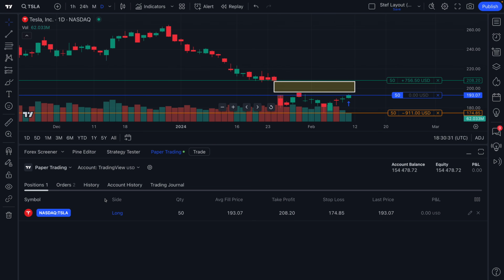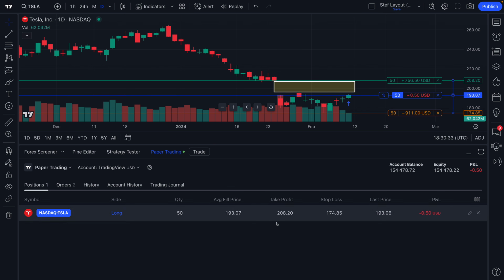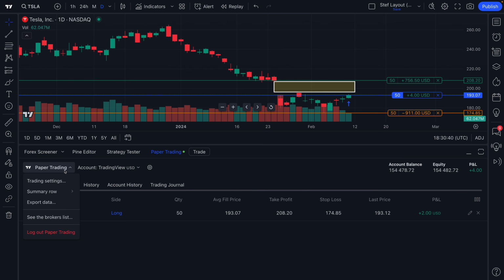Now that the trade is placed, let's move our mouse down here to the paper trading menu because we want to make sure you understand what's going on here. First of all, it says paper trading here. You can click the drop down and you can get some really important extra settings as needed. You can customize your summary row so you can see account balance, equity, P&L. Those are these numbers here. If you don't want to see one of these, perhaps you don't want to see equity because it feels redundant to you, you can uncheck it and it hides or not.